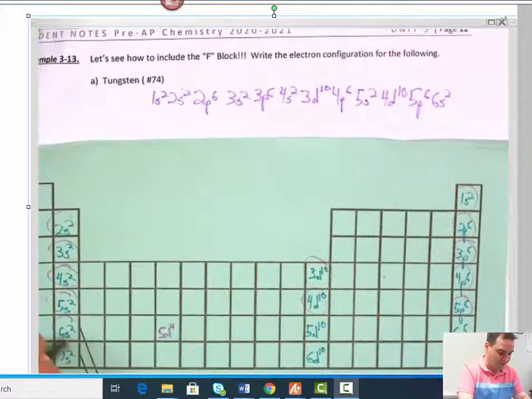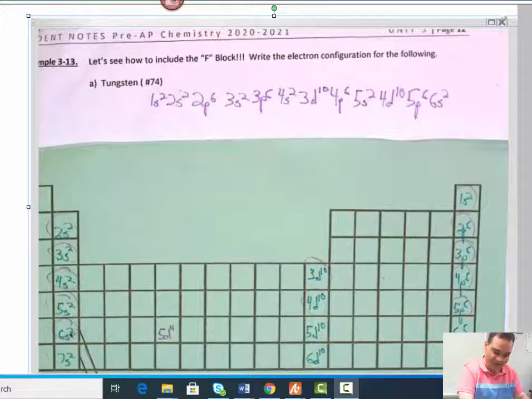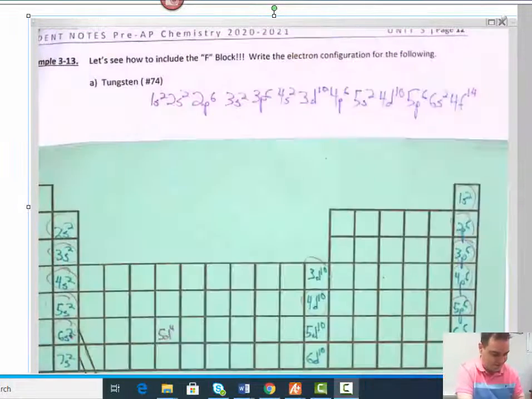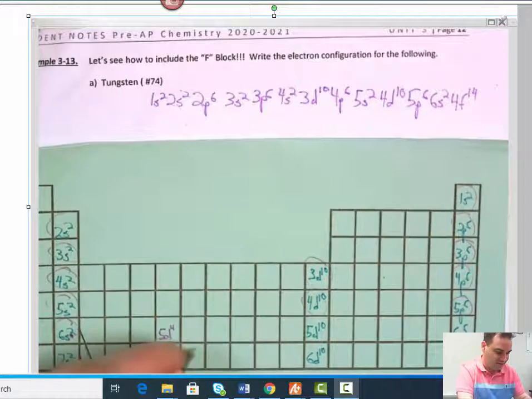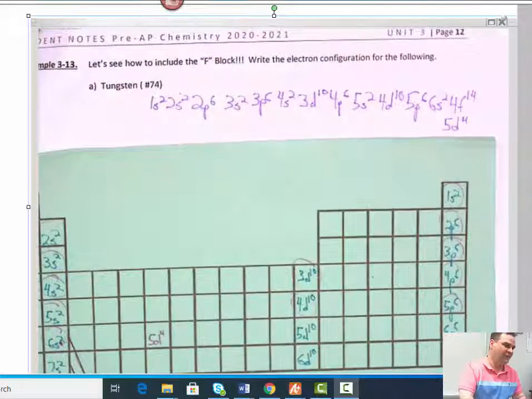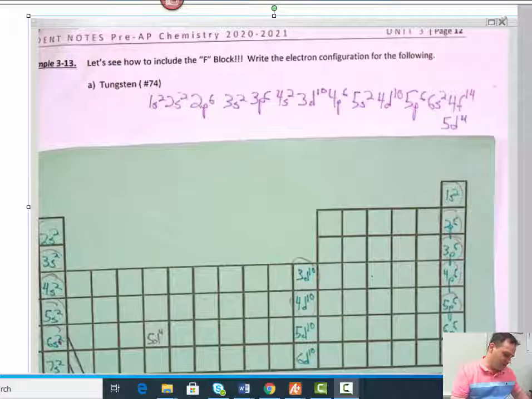After you do the 6s2, remember there's this little arrow that goes down to here. After element number 56, you have to do element number 57. So then you have to do 4f14. So you go along, and then you end up back around here to 5d4. Okay? Because if you forget the 4f14, it does not add up to 74.